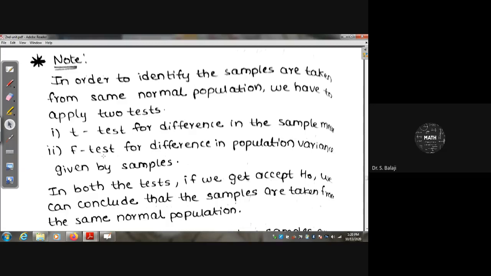Whereas the F-test you also have to apply. The F-test is to check any significant difference in the population variances, that variance given by the two samples.